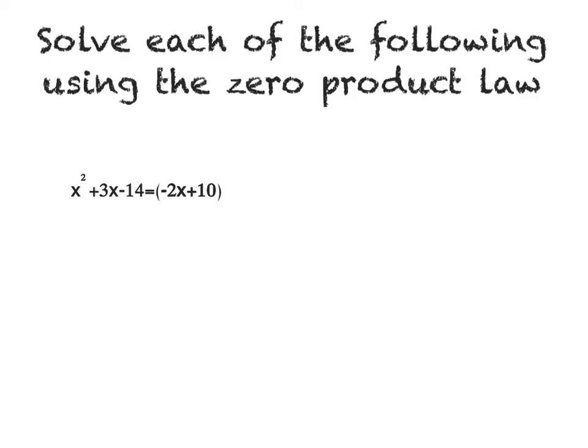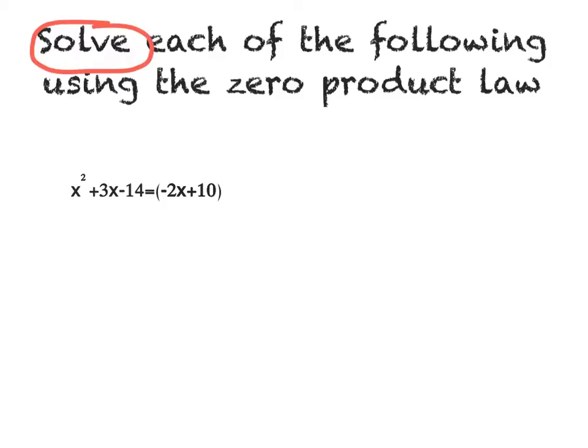So very rarely is the problem going to be factored for you and you're just going to tee it up. Most likely you'll see an equation that looks like this. So we've got x squared plus 3x minus 14 equals negative 2x plus 10. And our goal is to solve. That's the key word here. We have to actually solve for x.